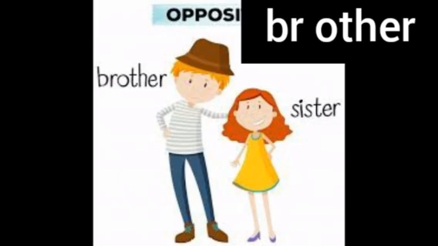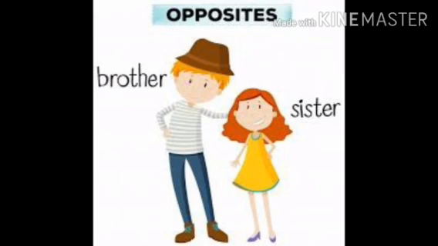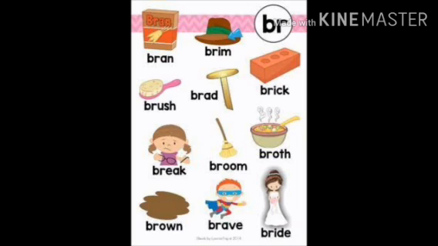Brother. Now brother is a word which is starting with the blend BR. Okay. Now let us go with the words that are starting with BR blends. Bran. Can you see? It is the grain. Bran means nothing but the oats. It is prepared from the grain, the outer part of a grain.